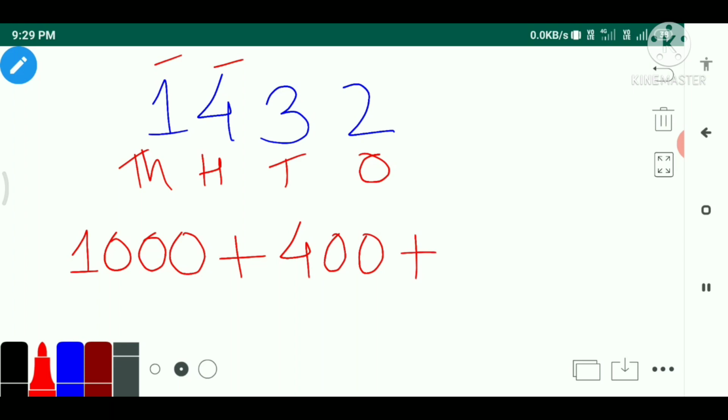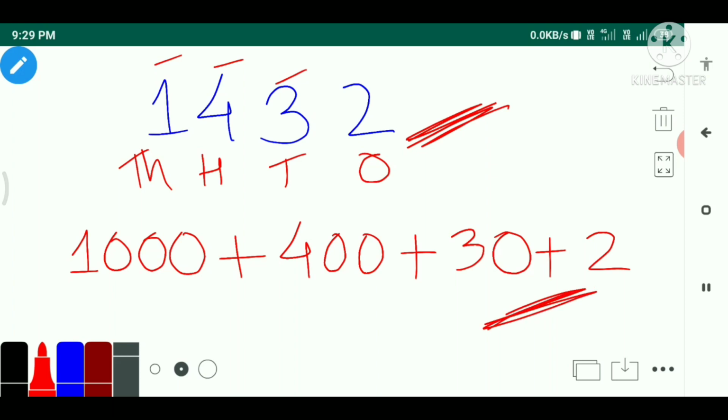Next we'll see the next number, that is 3. 3 is placed in the tens place, so we'll write 3 with 1 0. And as you can see 2 stands in the ones place, so nothing will change. We can simply write 2. This is how we can write any standard form number in expanded form. I hope you have understood how we can write any number in expanded form. So now we'll do the exercise.